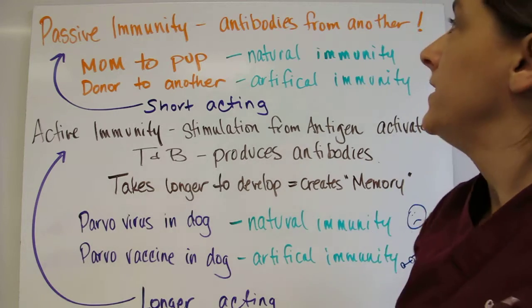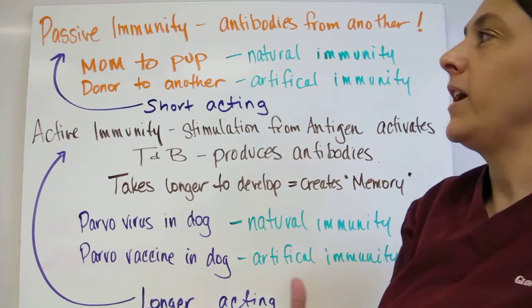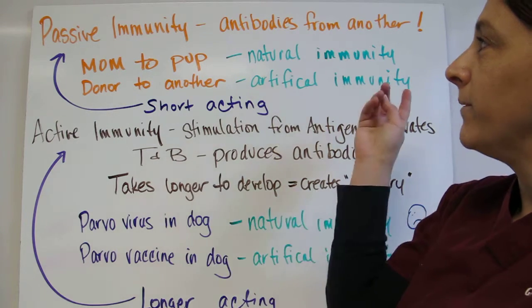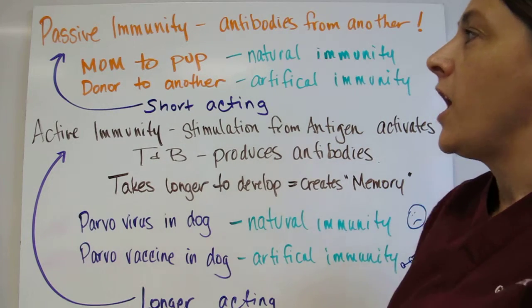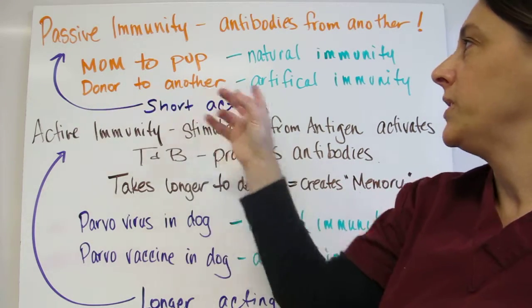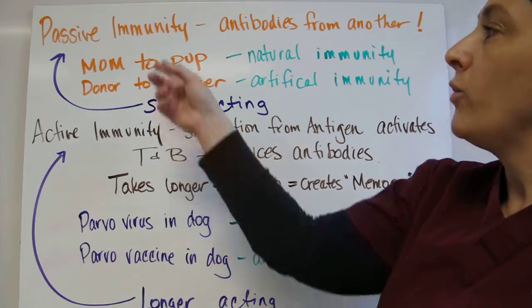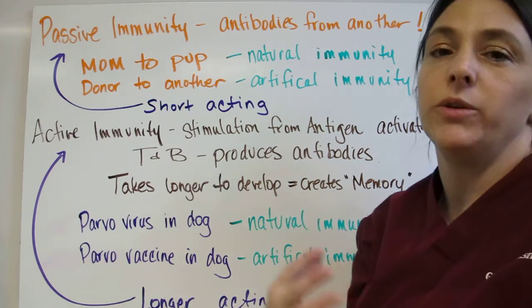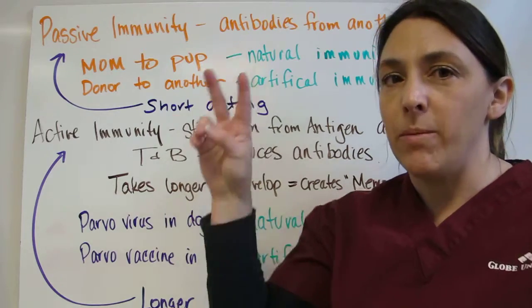Passive immunity, this is immunity that comes from another. So moms that have puppies, through giving colostrum, they provide natural immunity to some diseases. Another way we could have passive immunity would be from a donor animal to another. This would be artificial immunity. Okay. The problem with passive immunity is it tends to be short-acting because it doesn't really stimulate our T cells and our B cells. It doesn't produce that memory.